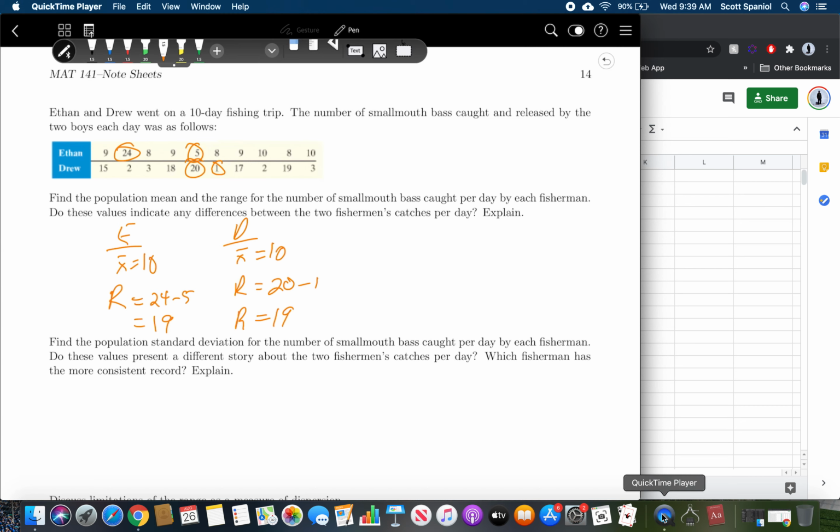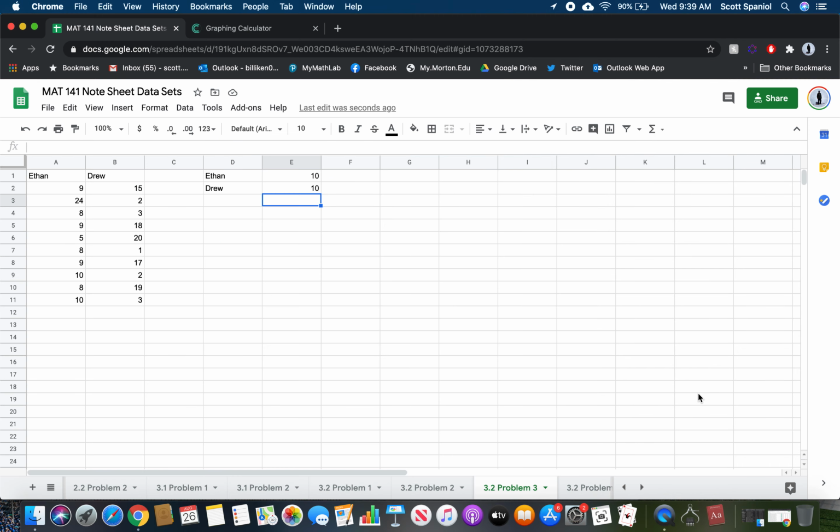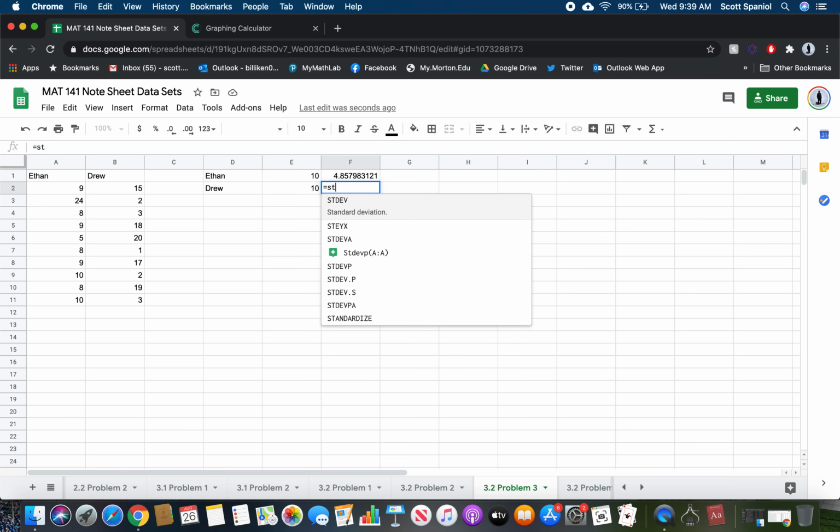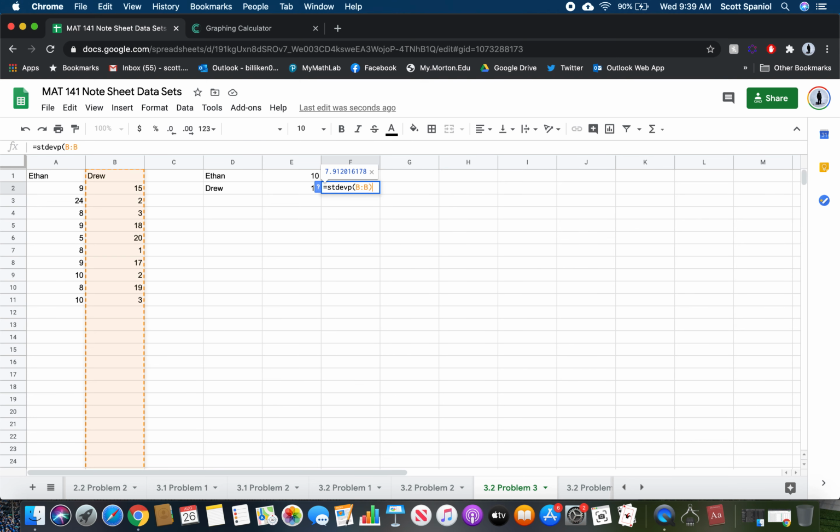But if you look at the data values, you might say, well, that doesn't seem quite right. So let's try finding the standard deviation to see if that tells us anything more. Okay, so I'll just use Google Sheets again to do this one. So standard deviation P, because they wanted the population standard deviation. And I want to do that for column A. And then for Drew, I do the same thing. Standard deviation P on B. Okay, and we get 7.9.